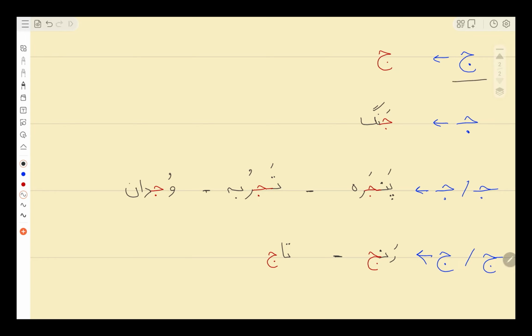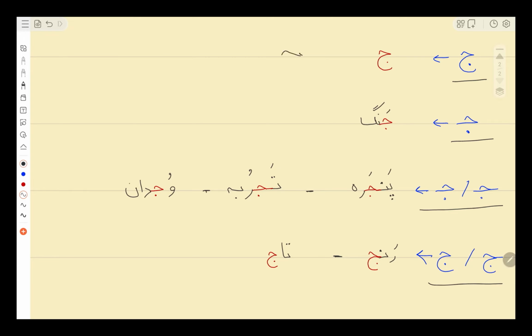The first one is the letter Jim in its separate form, the second in the beginning of a word, the third in the middle of a word, and lastly the letter Jim at the end of a word. To draw the letter Jim in its separate form, this is the pathway of drawing it.